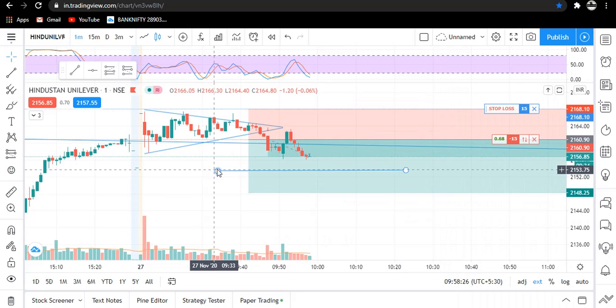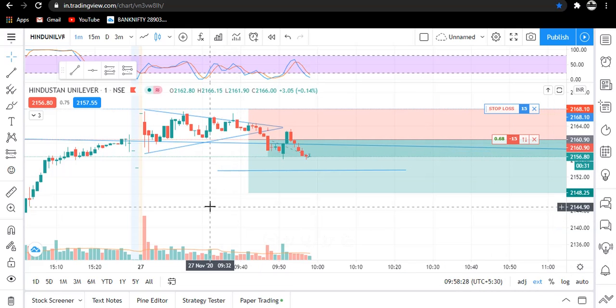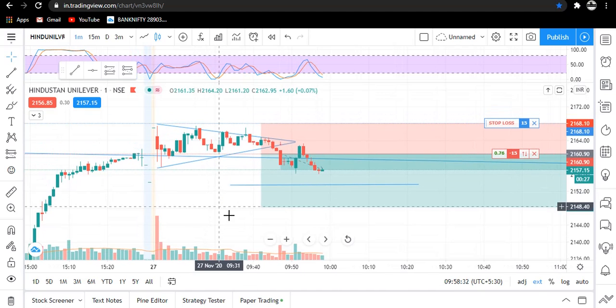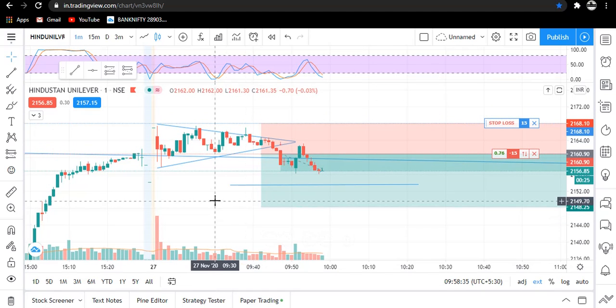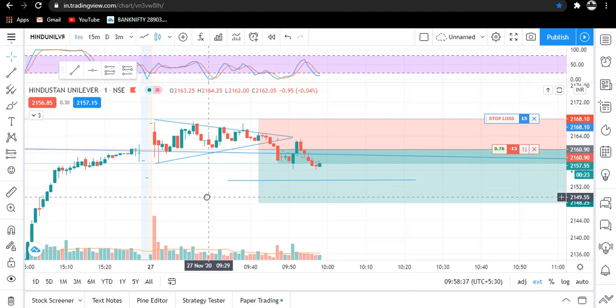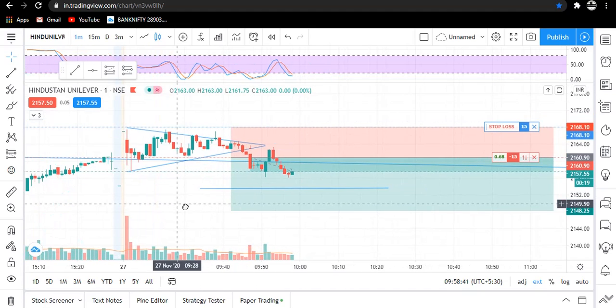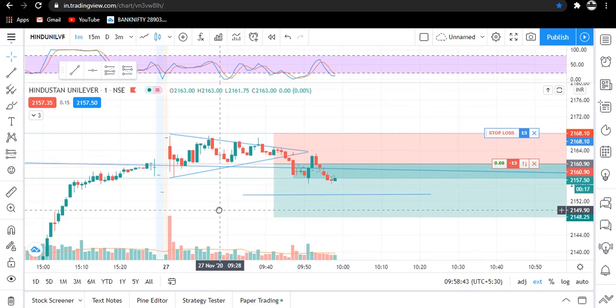So traders, coming on to our watch list, not trade, you can see that we have taken a trade in Hindustan Unilever. Okay traders, so this is our trade. Now let me tell you the setup or the logic.